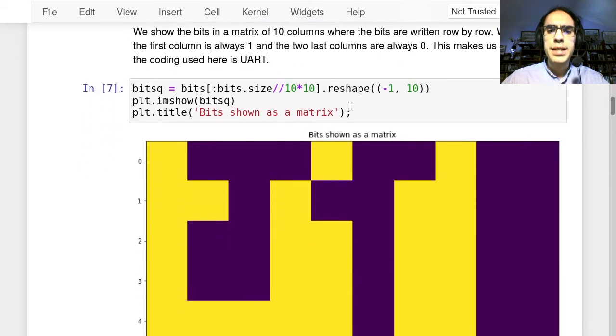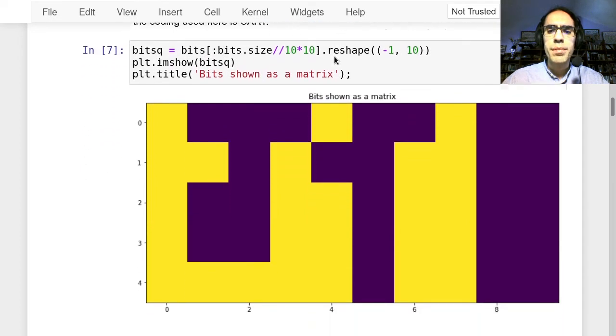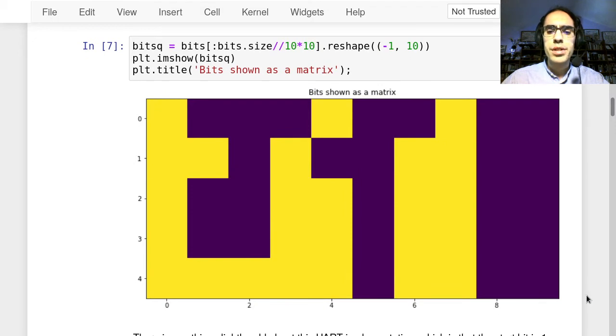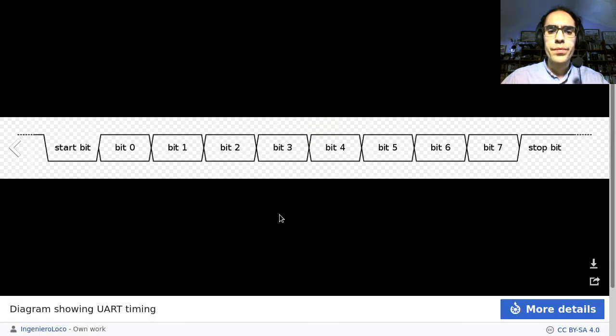So if we plot the data as 10 columns in a matrix, we see some patterns, and anytime you see blocks of 10, that's a hint for UART. So UART uses often 10 bits because it embeds 8 bits into 10 bits using a start bit and a stop bit. It looks like so. So here we have the start bit, we have 8 bits, and something important is that this is least significant bit first, so that's confusing sometimes, and then we have the stop bit.